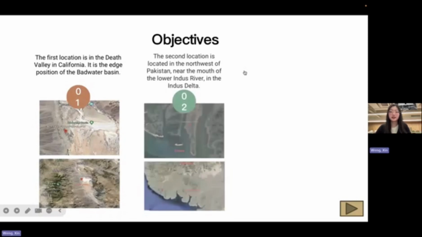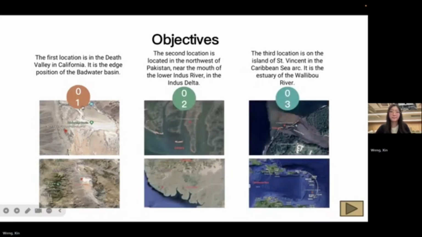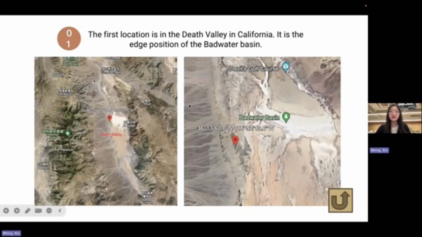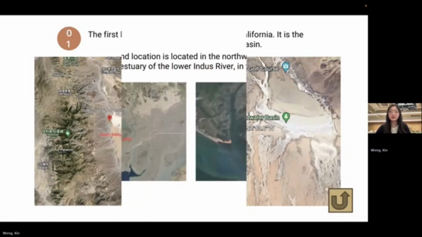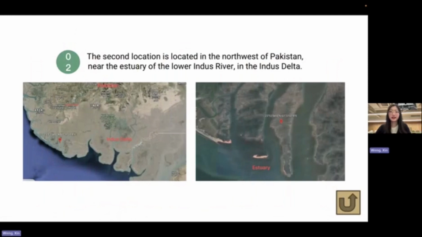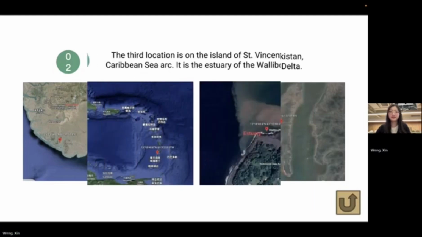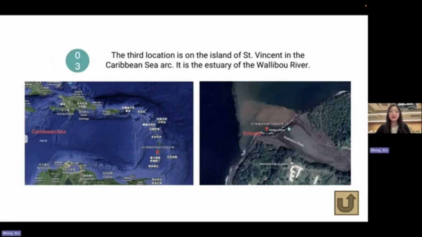Now let me introduce the 3 locations. The first location is in the Death Valley in California. It is the edge position of the Badwater Basin. The second location is located in the northwest of Pakistan, near the estuary of the lower Indus River, in the Indus Delta. The third location is on the island of St. Vincent in the Caribbean Sea arc. It is the estuary of the Valuable River.